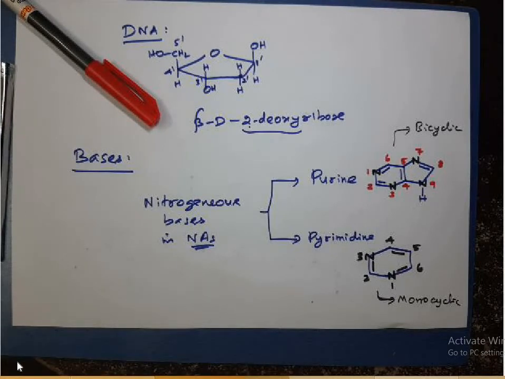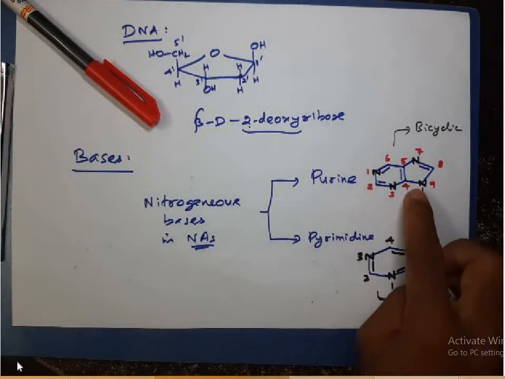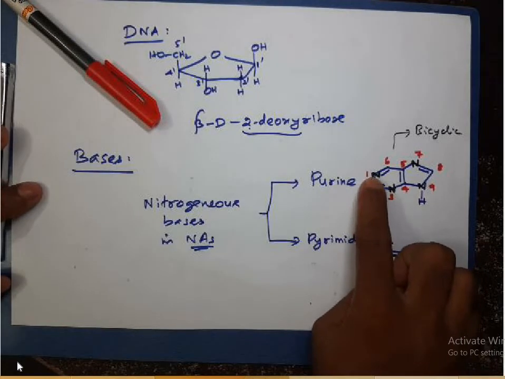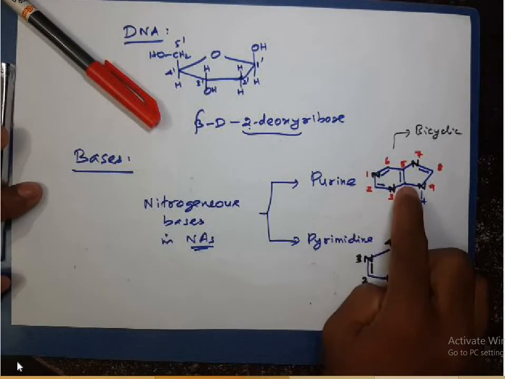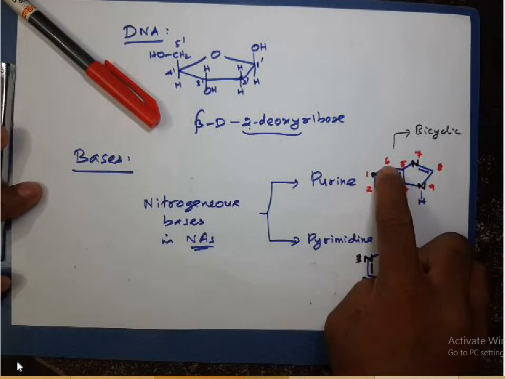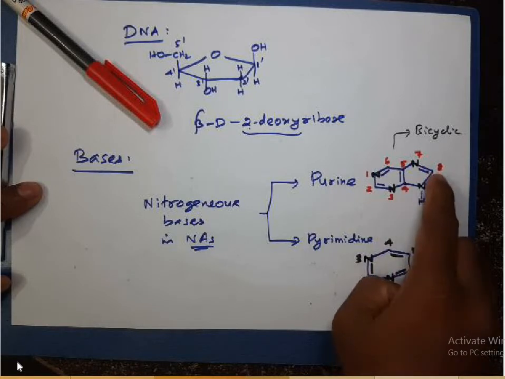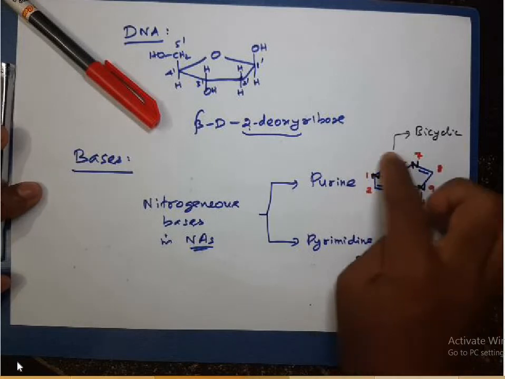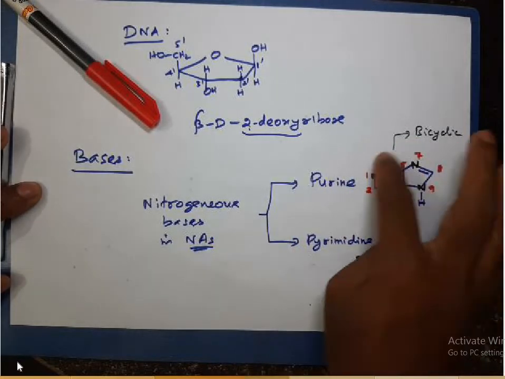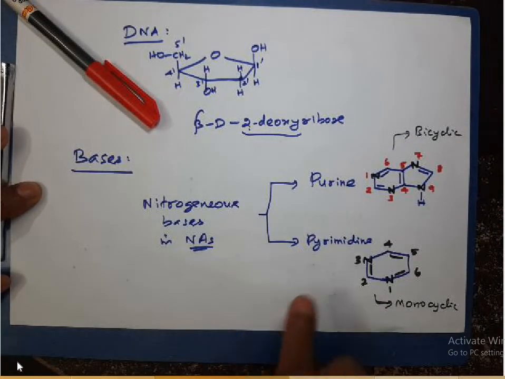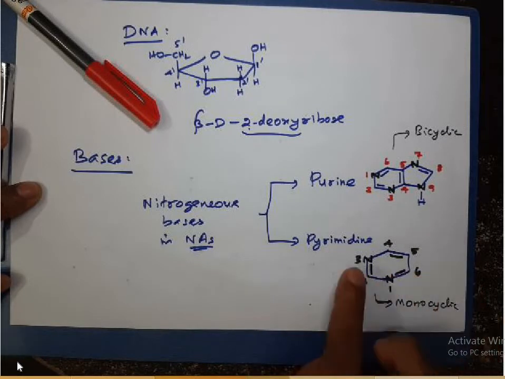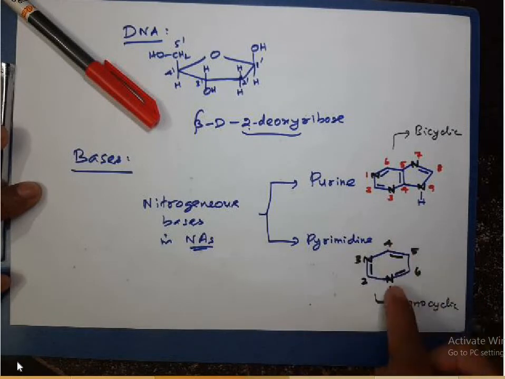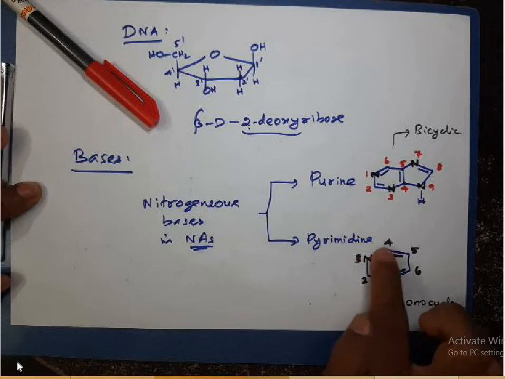See the numbering here. Numbering starts from this nitrogen: 1, 2, 3, 4, 5, 6, then 7, 8, 9. We have totally 9 atoms in the ring in purine. In pyrimidine we have only 6 atoms. I am giving numbers in the anti-clockwise direction: 1, 2, 3, 4, 5, 6.